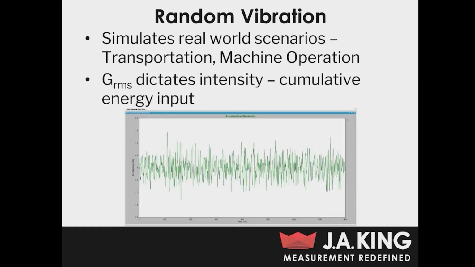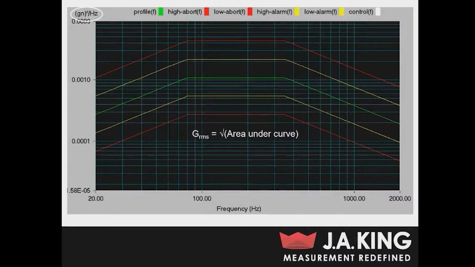Now for sine testing, the intensity is dictated by your G level or your actual acceleration. For random vibration, it's a little bit different, and the intensity is actually dictated by the GRMS. And that's essentially a measure of the cumulative energy input or a measure of how hard your shaker is really working. So to give you a better idea of what really is the GRMS, it's calculated just as the square root of the area under the profile curve.